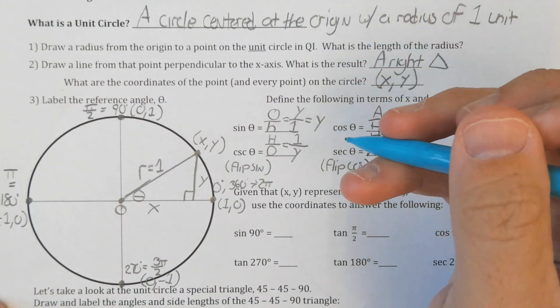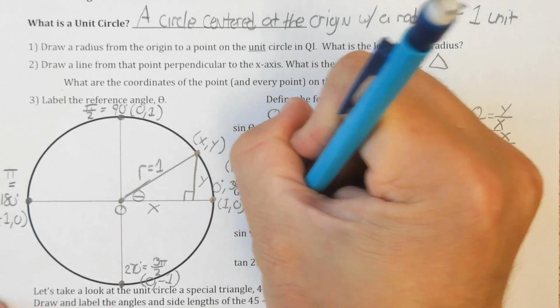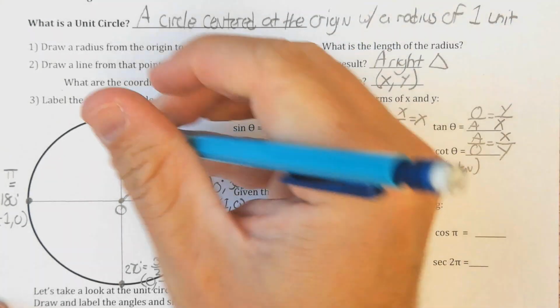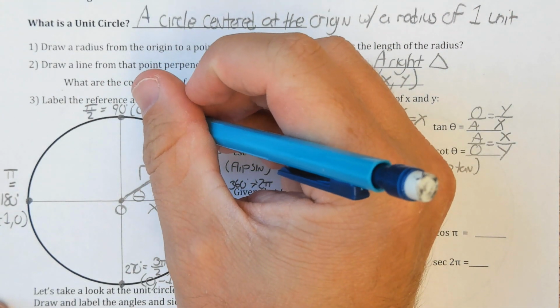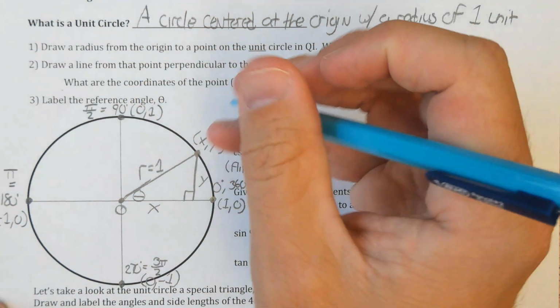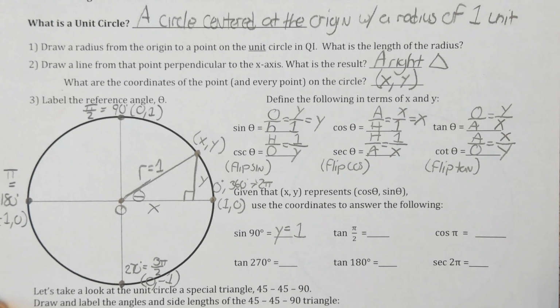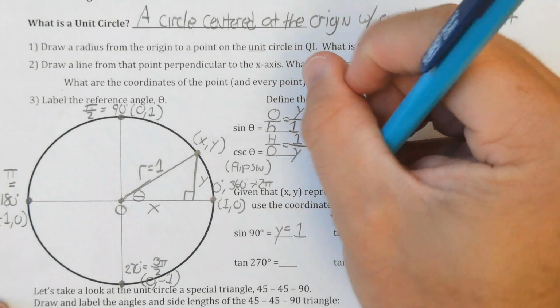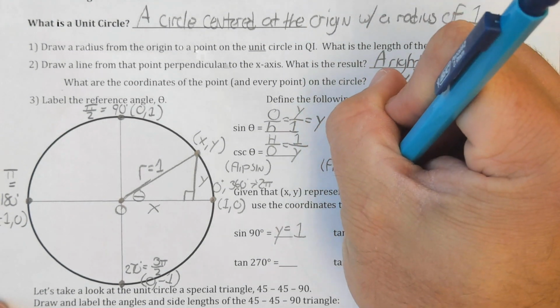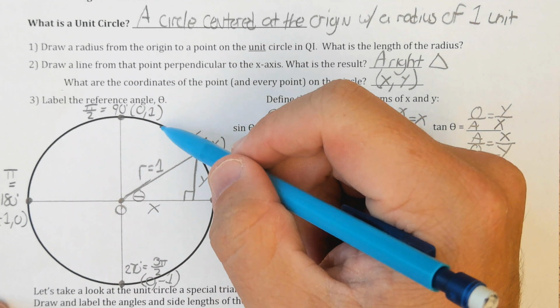So sine is literally equal to the y value, and at 90 degrees, what is the ordered pair there? What is y equal to? Well, it's just equal to 1. So we can say, okay, sine of 90 degrees is equal to 1. Now, pi over 2, what is that equal to in degrees? That's equal to 90 degrees. So again, I'm only concerned with (0, 1) here.